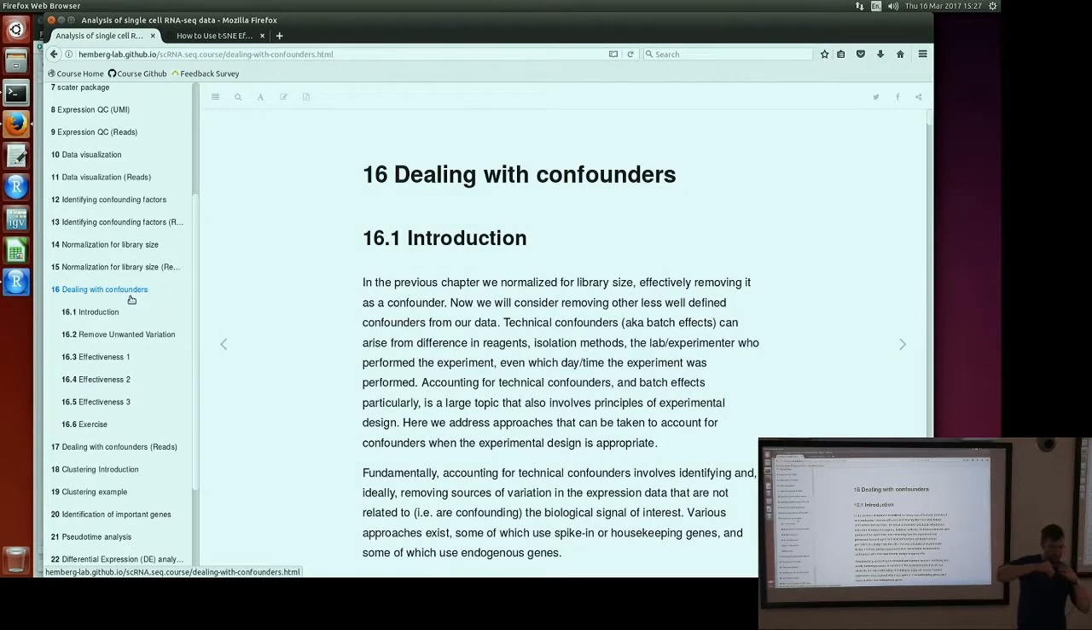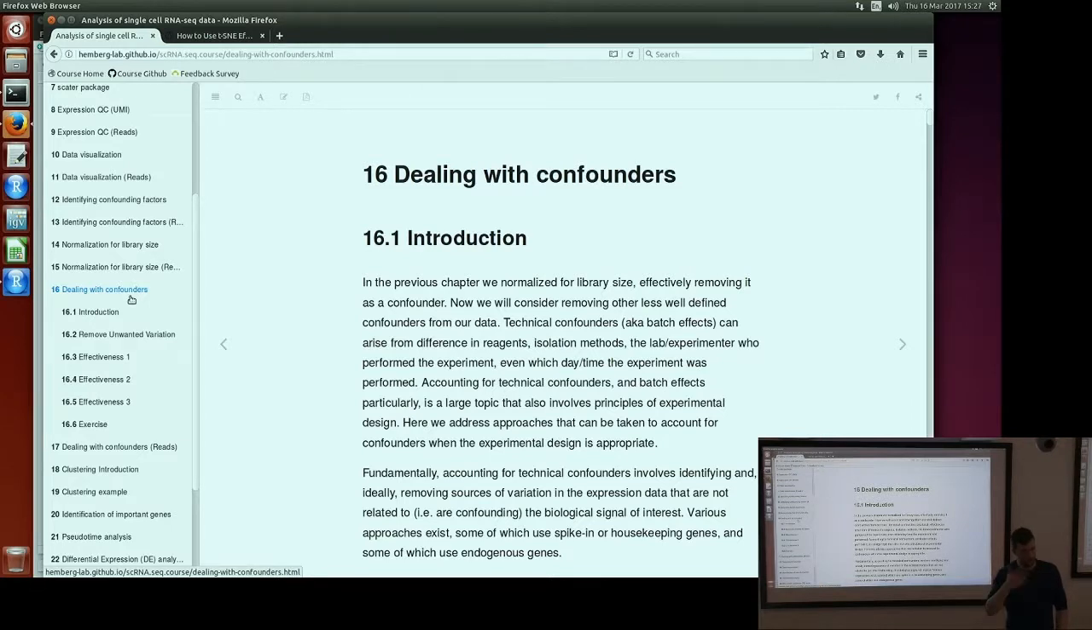Yeah, so back to my favorite topic, confounding. Previously we talked about normalizing for library size, and we have simple strategies that are effective for removing this as a confounder, essentially. Of course, not everything's as well defined as that.